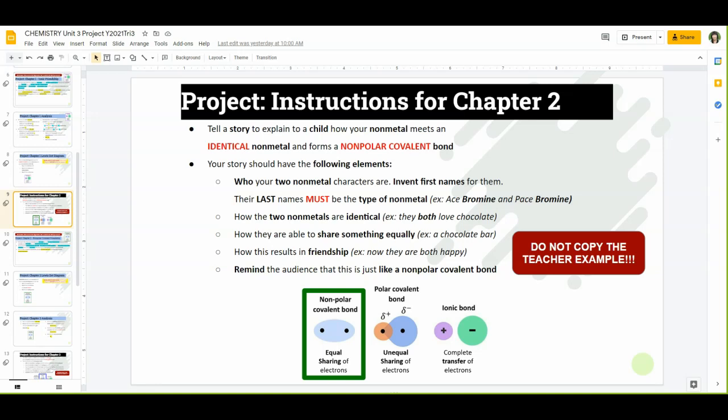Hello students, this is the recording that goes over slides 9 through 12 of the Chemistry Unit 3 project. Slides 9 through 12 are going over nonpolar covalent bonds.